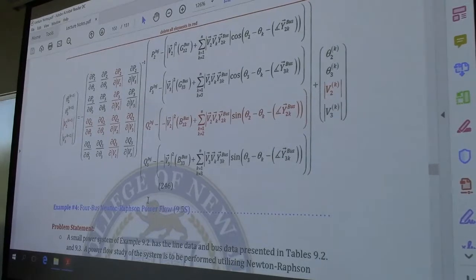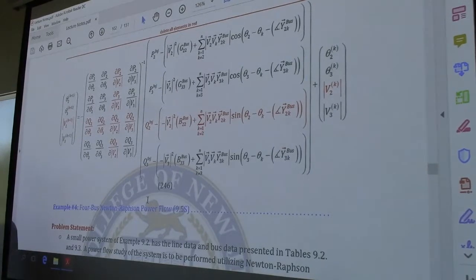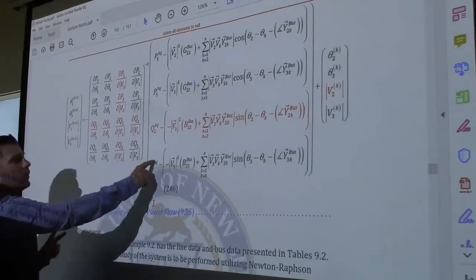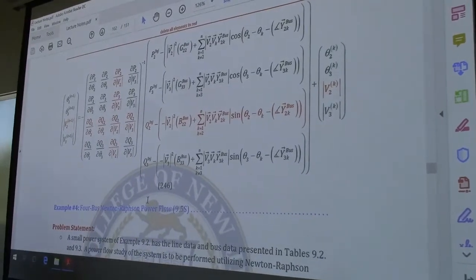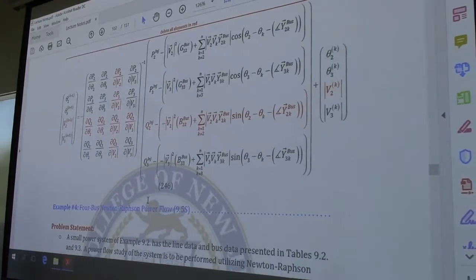If we also make bus 3 a PV bus, then we knock off 1 more, which means that this row and this column would disappear, and that leaves you with 2 values to solve for.